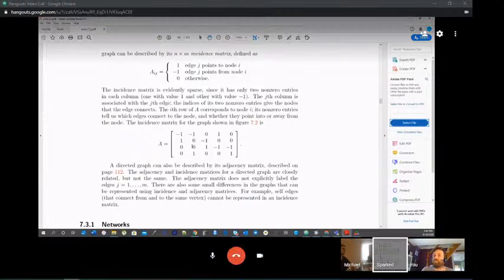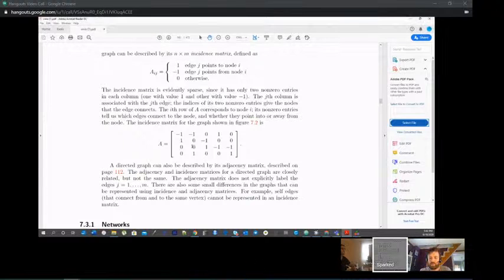Let me just see. That's neat. So one is a network graph with no in and out, an undirected graph. Actually, in an incidence matrix, what does it say right there?